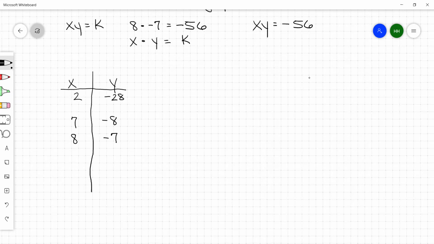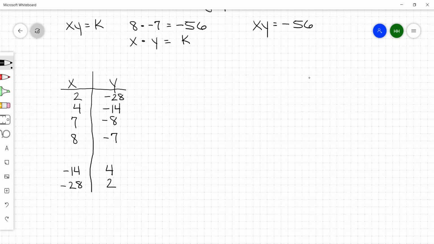And what else could you do? Couldn't you do -28 and +2? Anything else that goes to 56? 4 goes, doesn't it? 4 and -14. So 4 and -14. And you can also go -14 and +4. So there's 6 data points, right?